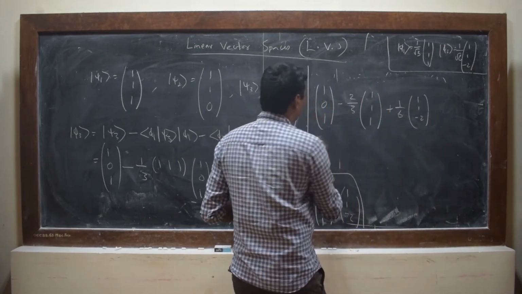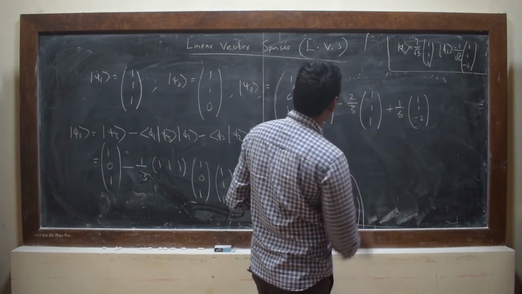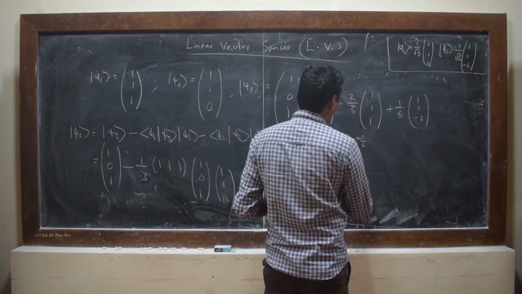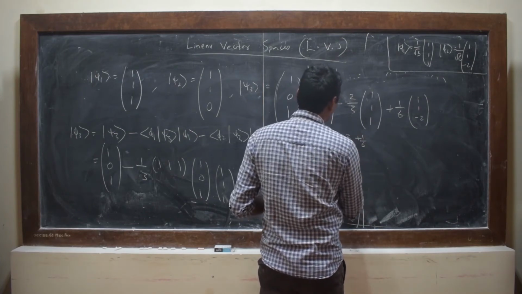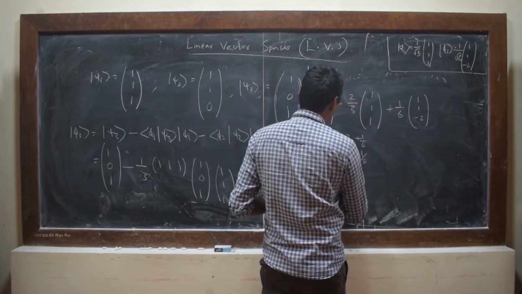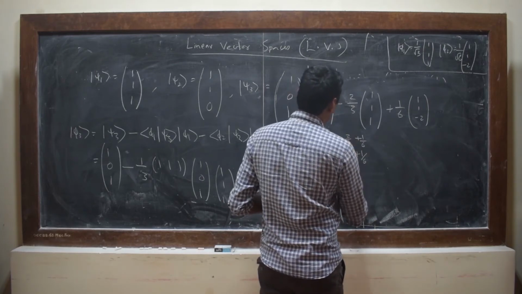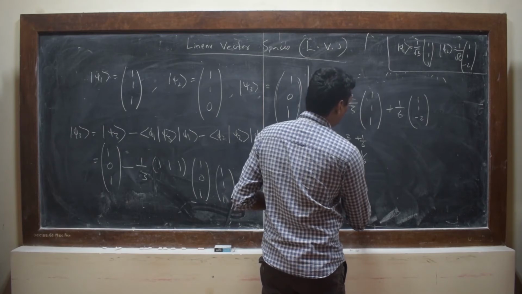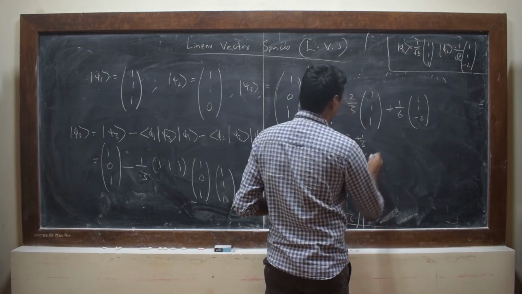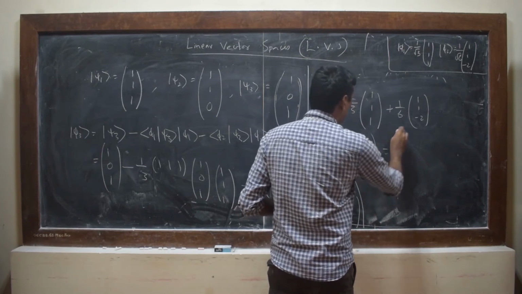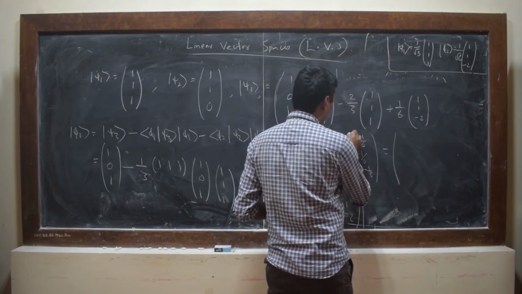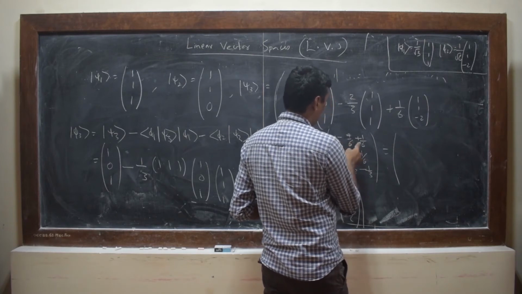Okay. So, that is equal to, so the first term will be 1 minus 2 by 3 plus 1 by 6. Okay. And the second term will be 0, so it will be minus 2 by 3 plus 1 by 6, and the last term will be 1 minus 2 by 3 minus 1 by 3. Okay. So, this vector will be 4 by 3, 4 by 6, right. So, it will be 4 by 6.